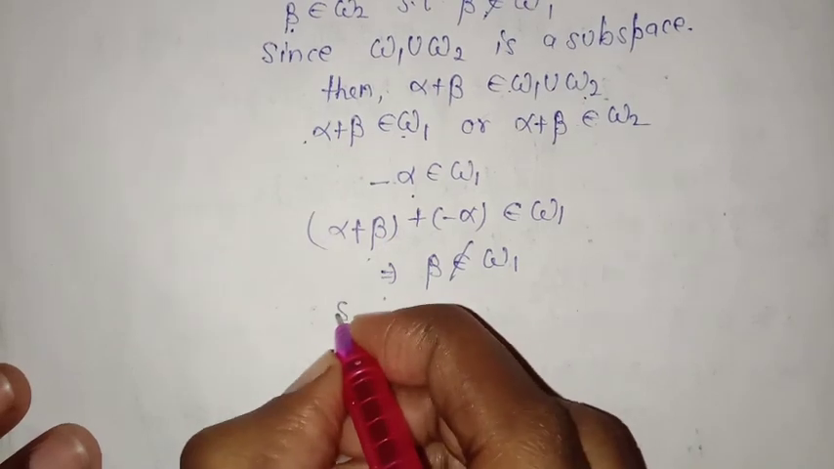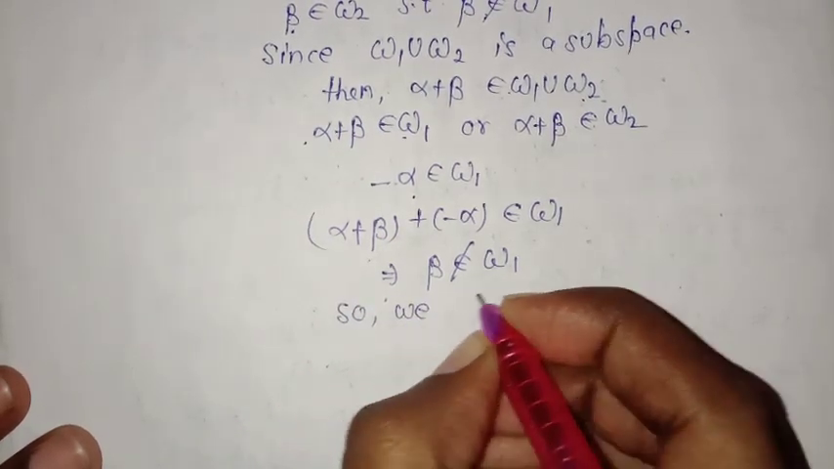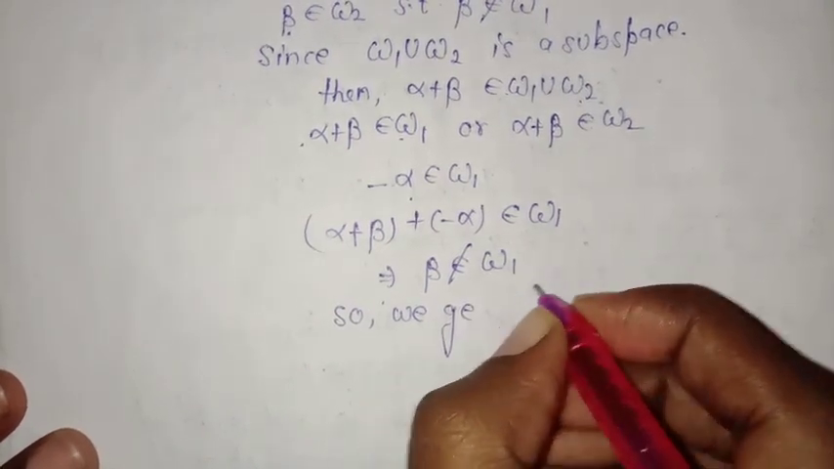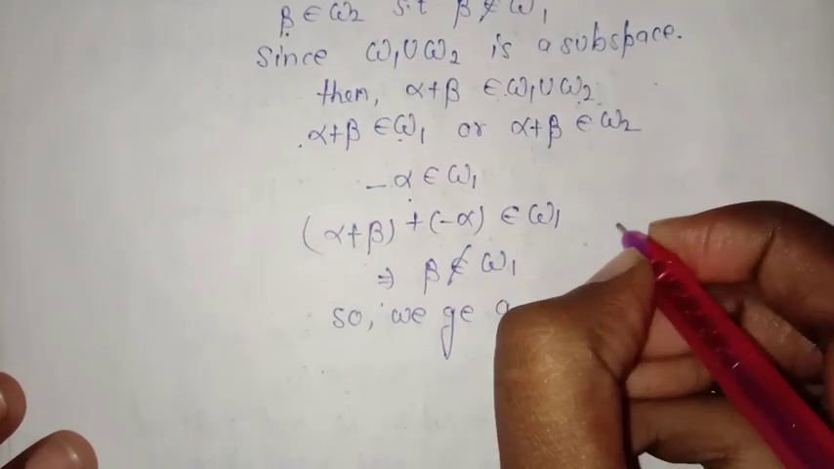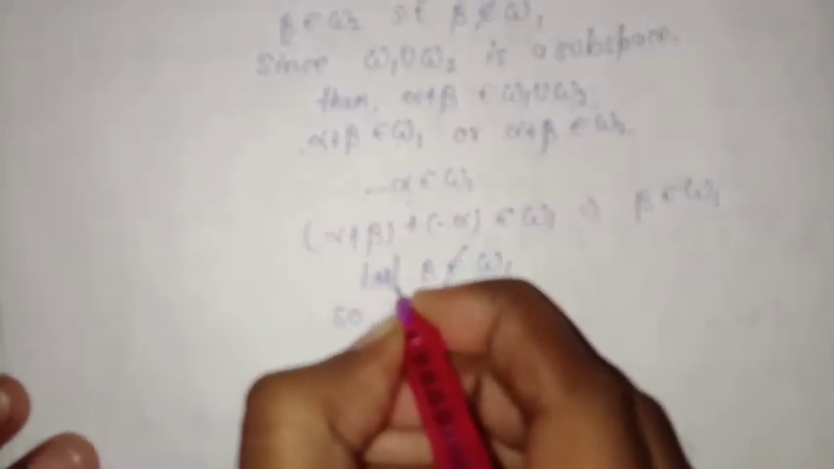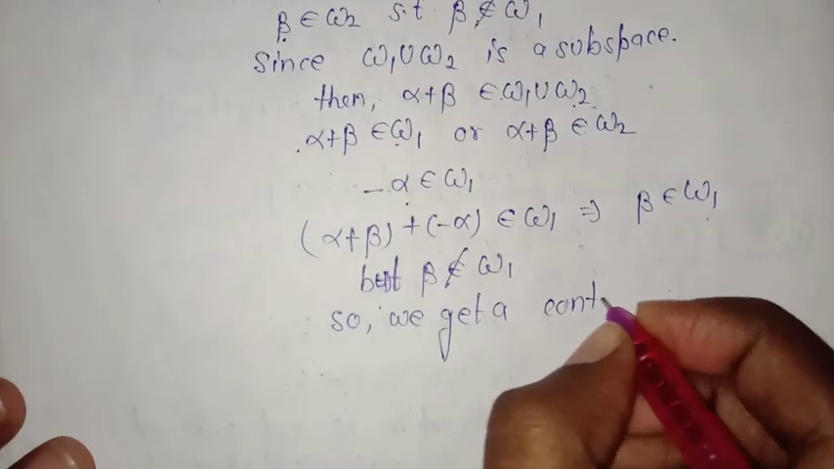So from here you can write beta belongs to W1, but beta doesn't belong to W1. So we get a contradiction.